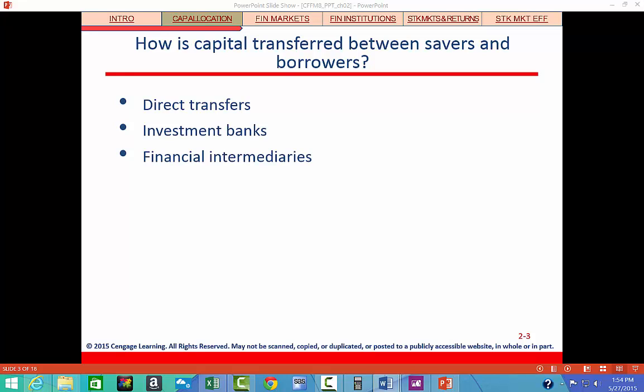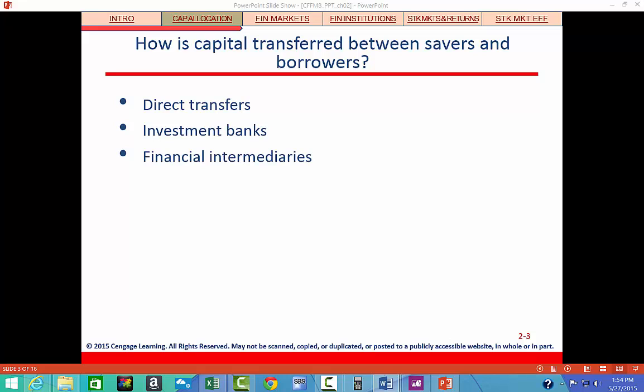If the transfer is made through a financial intermediary, then savers invest funds with the intermediary, which then issues its own securities in exchange. Banks are one type of intermediary where they receive dollars from many small savers and then lend those dollars to borrowers to purchase homes, cars, vacations, and so on. And also they make loans to businesses and government units.